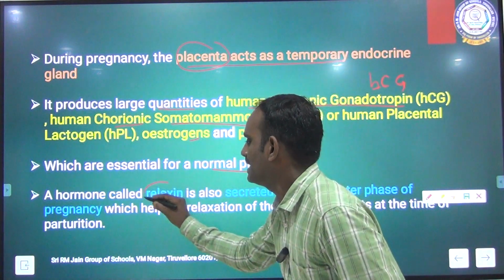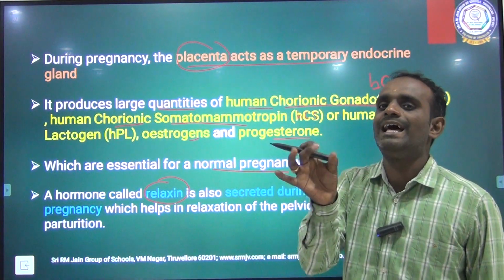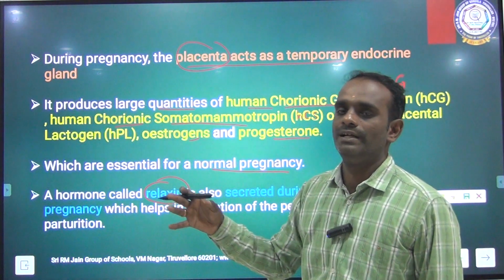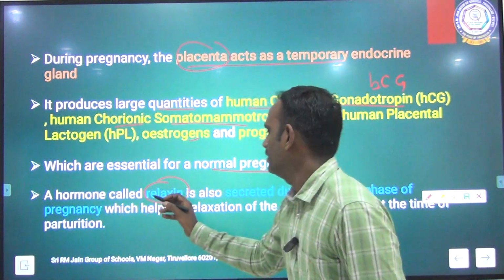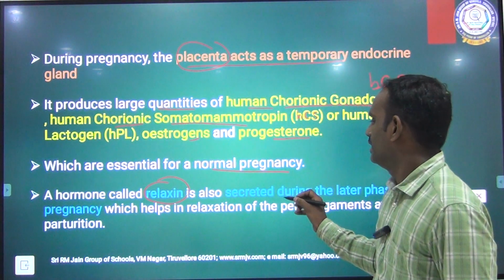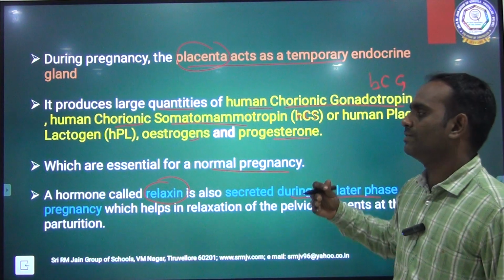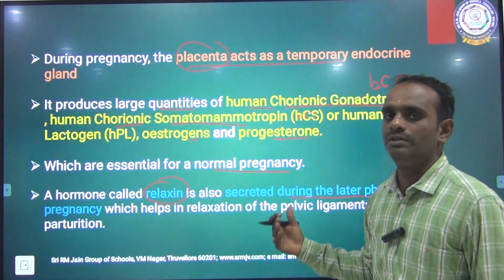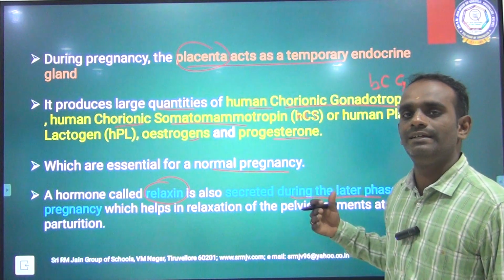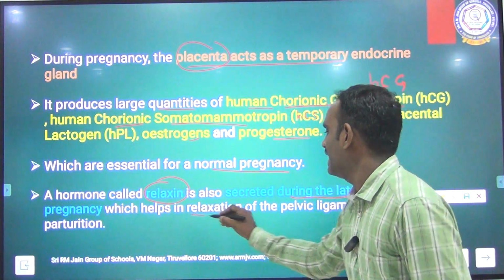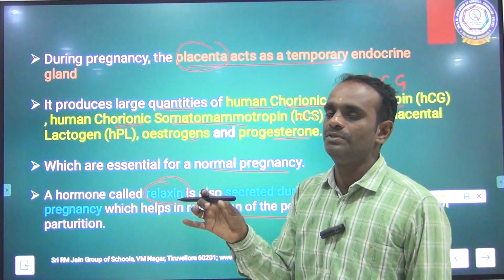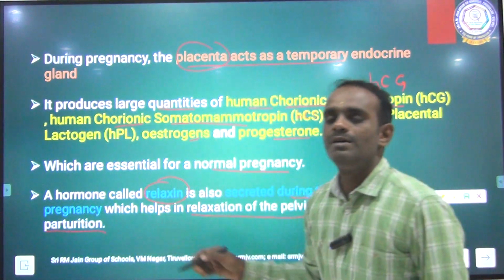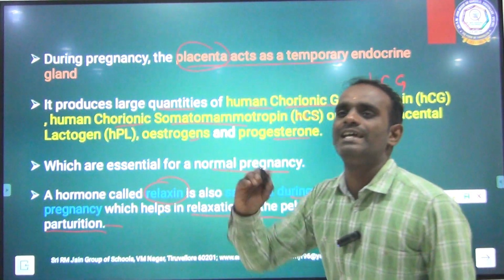A hormone called relaxin, the name itself you can easily understand, helps to relax the uterus during delivery. Relaxin is secreted during the later phase of pregnancy, that is at the end of the 8th or 9th month. It helps to relax the pelvic ligament at the time of parturition. Parturition is nothing but the action of childbirth.